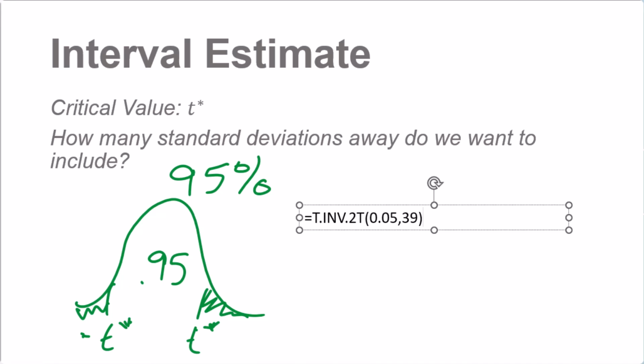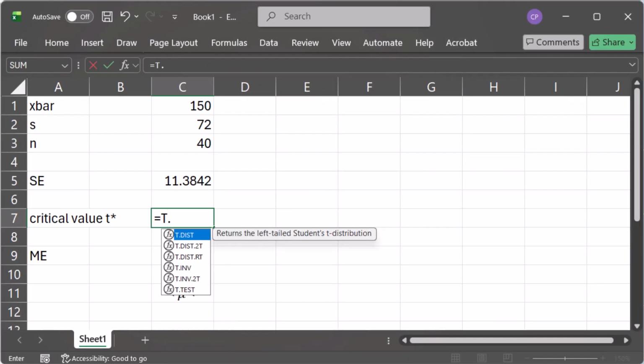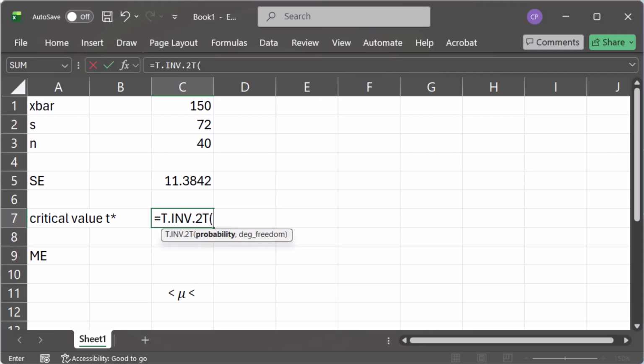So I'm going to be doing this for my t-star calculation. Here I have in Excel, equals t.inv.2t. You'll see Excel has the first input as probability. That is, again, that area in the two tails that we're trying to chop off. And then degrees of freedom, I'm going to take my 40 and do minus 1. So whatever the sample size is, minus 1. This gives me a critical value just a hair over 2. So we're going to use essentially 2 standard deviations or 2 standard errors above and below our point estimate.